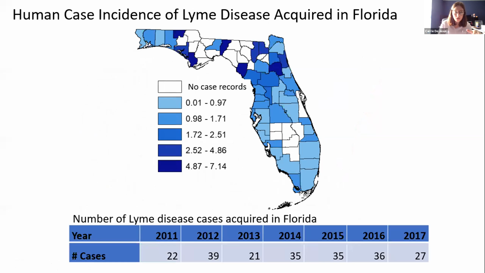And taking a closer look at the state of Florida, this is the human case incidence. The darker colors indicate Lyme disease cases acquired within the state of Florida. In dark blue is where we have more cases, and the lighter blue is fewer cases. You can see the northern part of the state has a higher case incidence versus the southern part of the state, but we still see some cases down south as well.